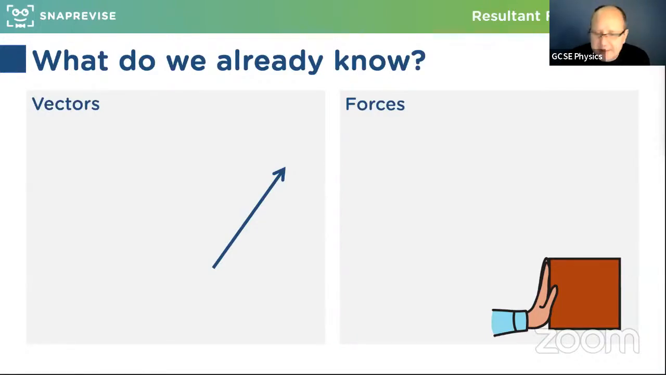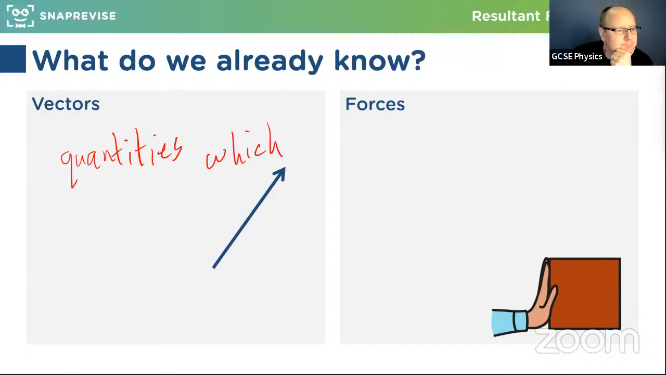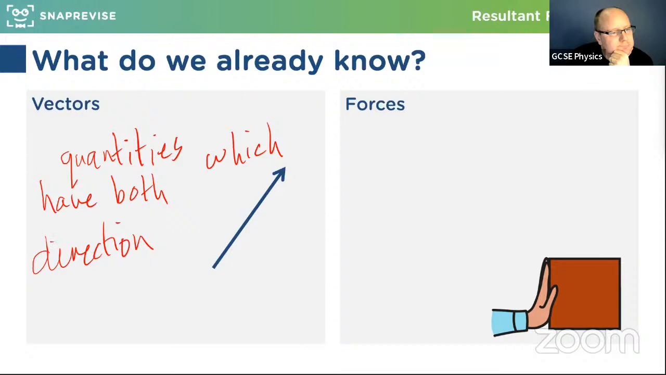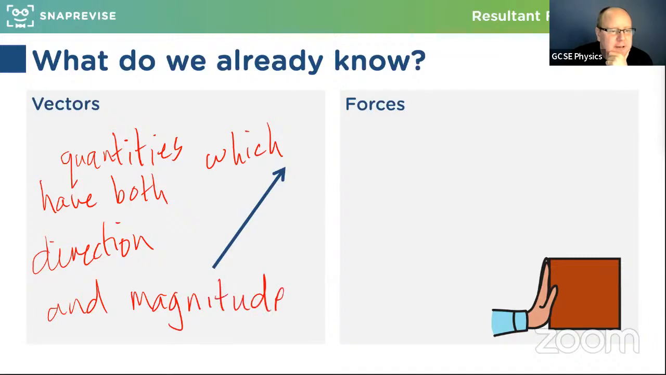So in terms of vectors, how does a vector differ from a scalar quantity? Well, vectors are any quantity which have both direction and size. Another word for size is magnitude. So any quantity which has both direction and magnitude is a vector quantity. Yep, vectors have magnitude and direction. Scalars only have a magnitude. So the magnitude in this case would be there. There's our magnitude, just the length of that. But then on top of that, we've also got a direction here, which could be an angle from the vertical.